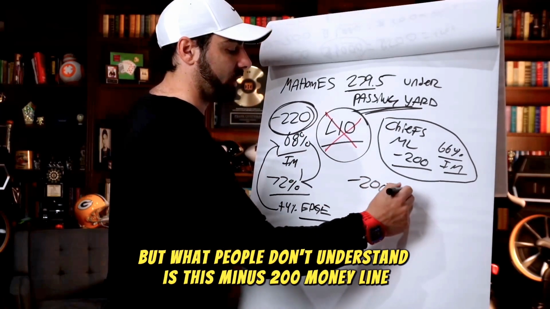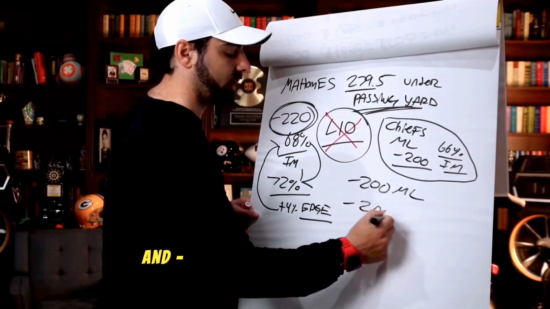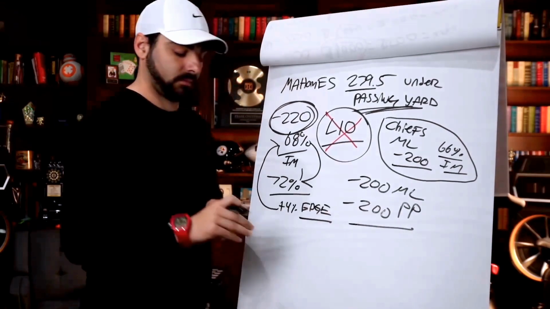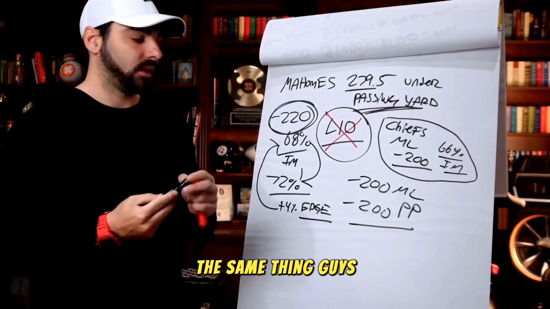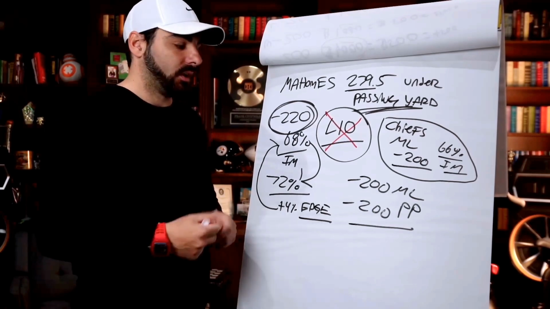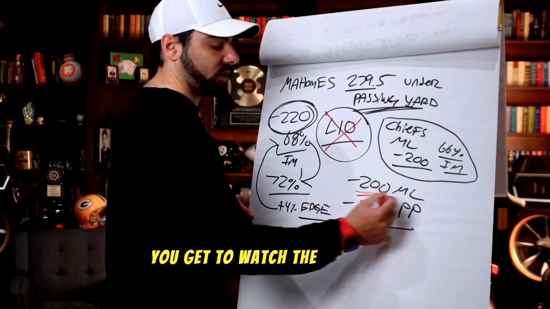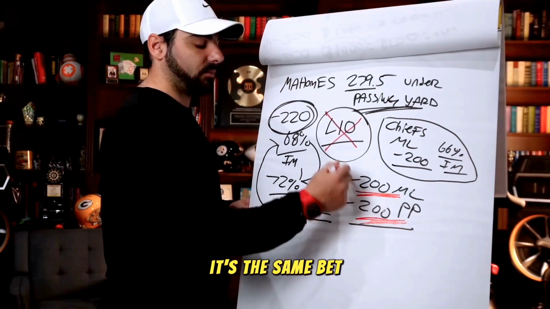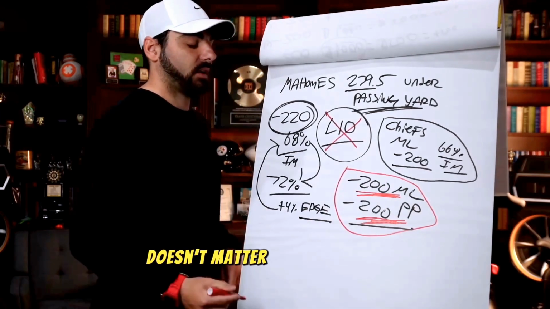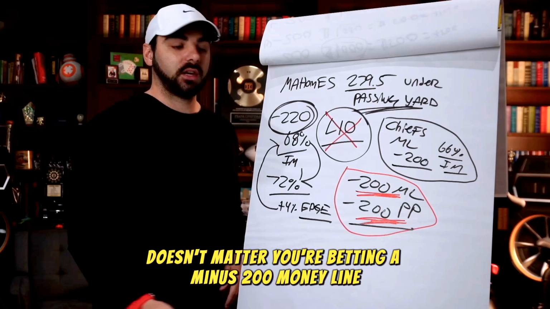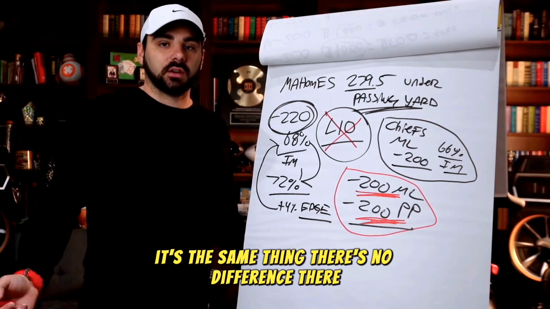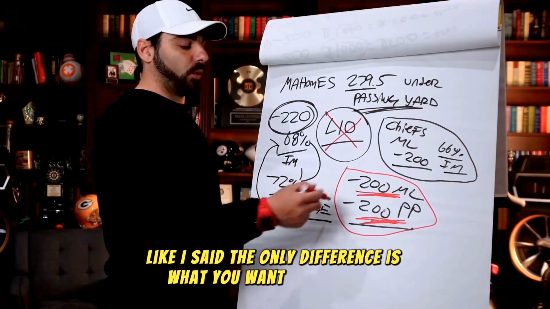Minus 200 money line and a minus 200 player prop is the same thing. It's the same thing, guys. The odds you're playing are the same. The only difference is you get to watch the game and root for a team here, and you're rooting for a player here. It's the same bet. Doesn't matter. You're betting a minus 200 money line or you're betting a minus 200 player prop. It's the same thing. There's no difference there. Like I said, the only difference is what you want to root for.